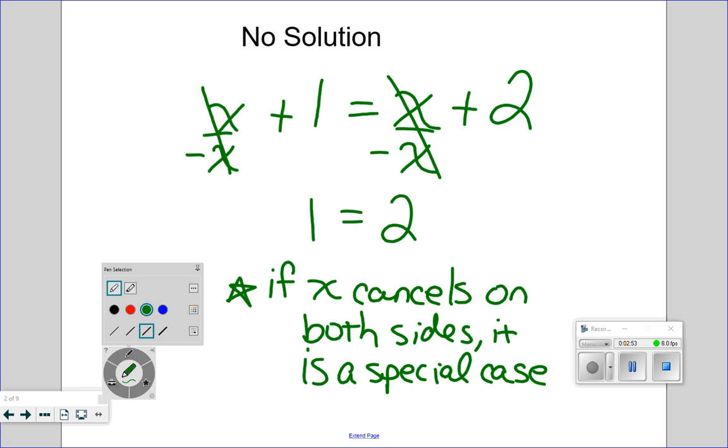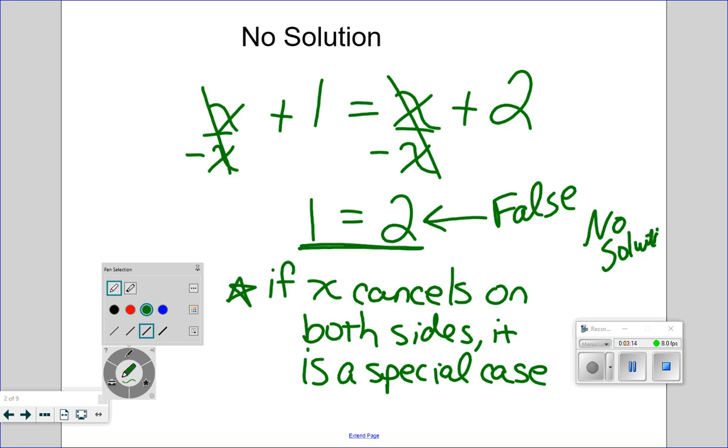Now, the way that you tell if it's no solution or all numbers is you look at what's left. You still have an equation written here, it just doesn't have an x in it. We have 1 equals 2. You look at that and you say, is that a true mathematical sentence? Does 1 equal 2? In this case, no, that's false. That's how we know it's no solution. So if it's a false statement that's left after x cancels out, your answer is no solution.